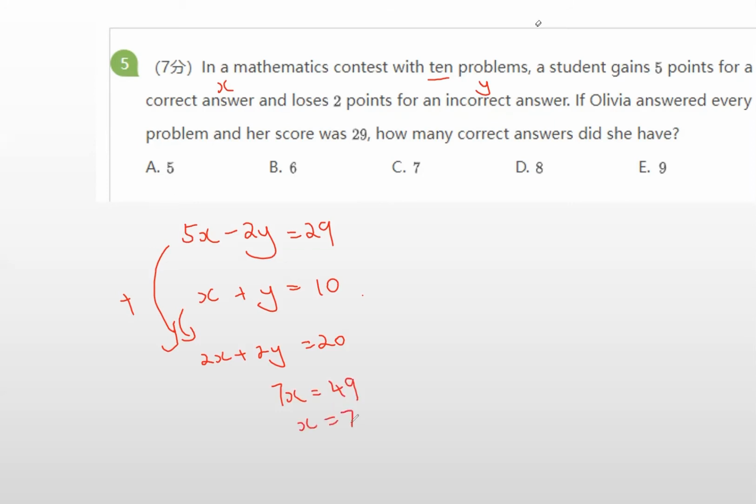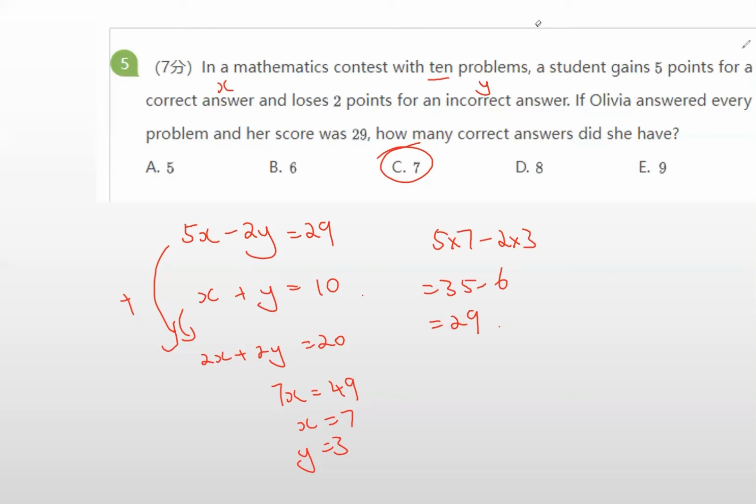X is equal to 7. So she answers 7 correct answers. So that means 3 questions wrong, Y is equal to 3. We can even check it. So 5 times 7 minus 2 times 3 gives us 35 minus 6, which is 29. Okay, so that's how you check it.